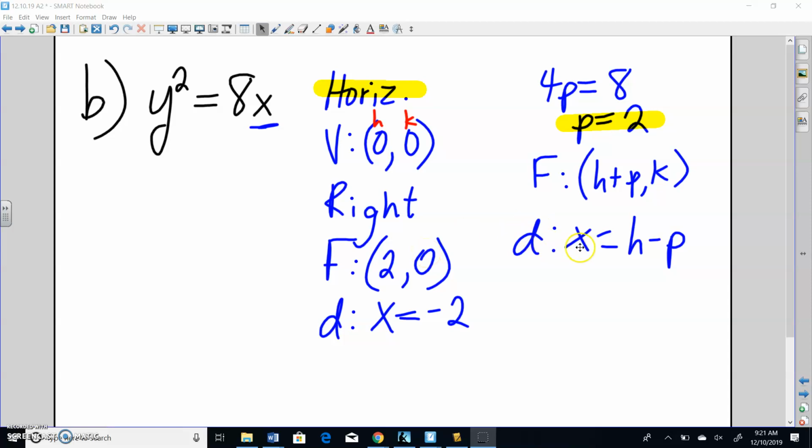Then to find the directrix, we use X equals H minus P. Again, H is 0, P is 2, 0 minus 2 is a negative 2, so it would be the equation x equals negative 2, that line. And that would be it.